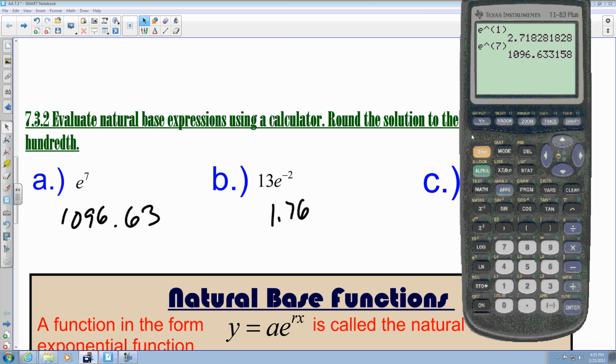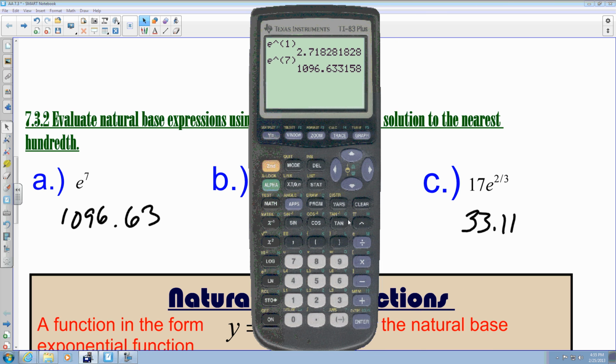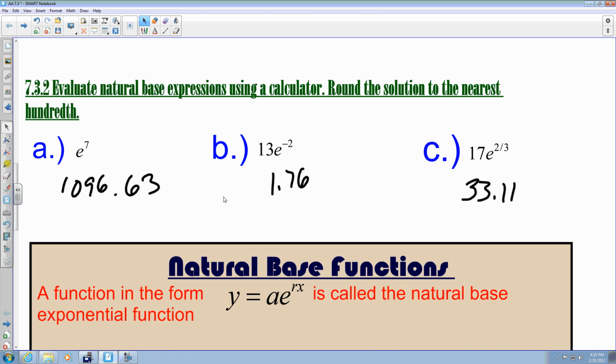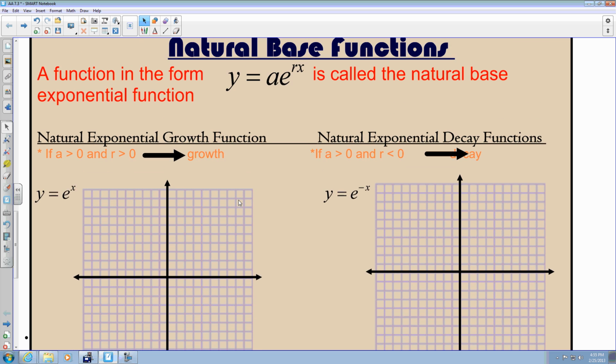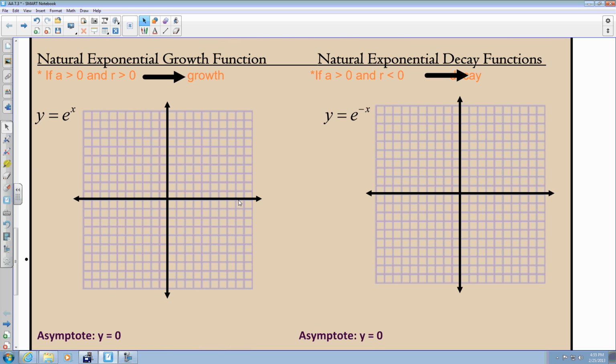I'll do example C on the calculator. What I did first was I went to e and I did it to the 2 divided by 3 power, and I got a value, and then I multiplied it by 17 to get 33 right there.